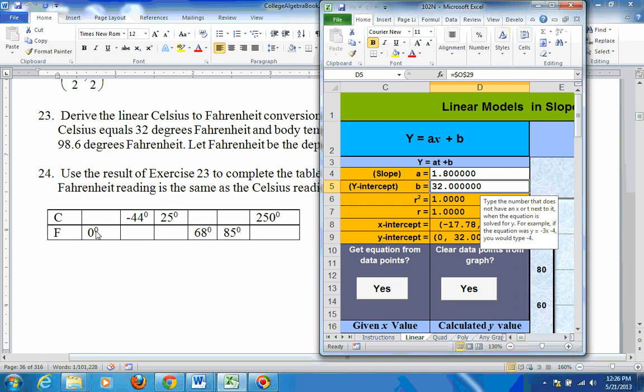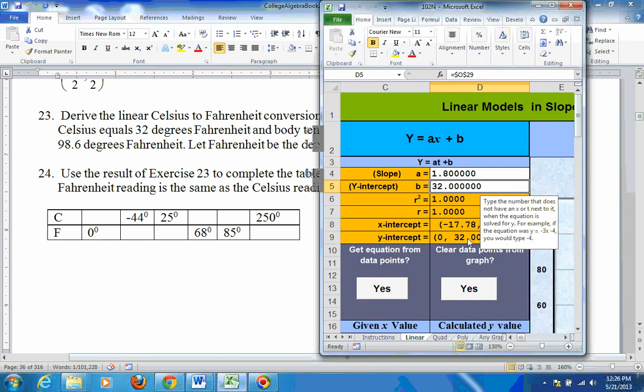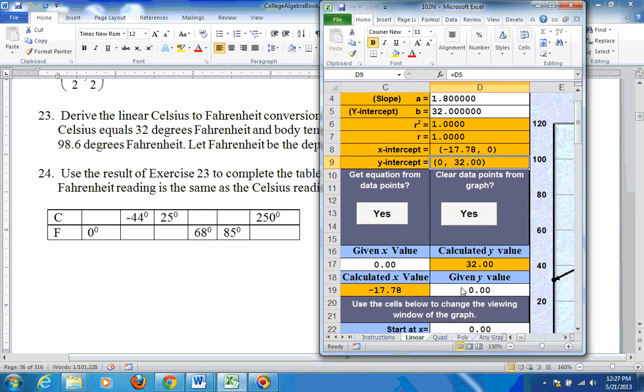So like for this one, you put 0 in for f. F is the y variable. When you put 0 in for the y, you're really getting the x-intercept. So the x-intercept here is this one, negative 17.78 would be what goes in here. Now you could check that. You put 0 in for the y variable right down here, and you get negative 17.78.